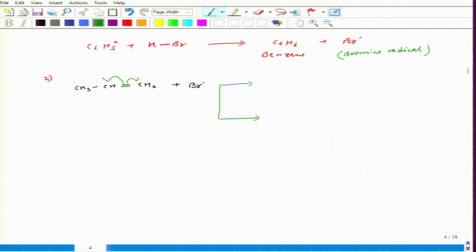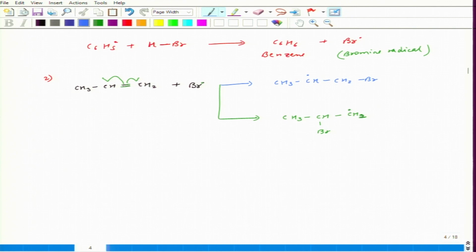Okay. So, let us follow that the Br radical goes on the center carbon. If it is so, this will leave us with the radical on the other carbon. And if the Br radical goes on the extreme carbon, then the center carbon will remain as the radical, and it will take up the bromide. Okay. So, this will be the intermediate.